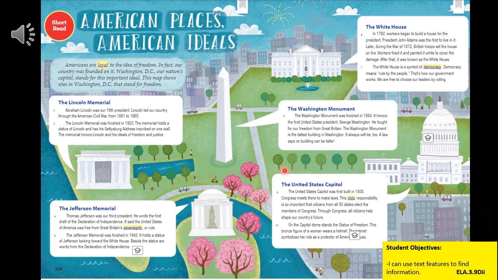The United States Capitol. The United States Capitol was first built in 1800. Congress meets there to make laws. This civic responsibility is so important that citizens from all 50 states elect the members of Congress. Through Congress, all citizens help shape our country's future. On the Capitol dome stands the Statue of Freedom. This bronze figure of a woman wears a helmet. The helmet symbolizes her role as a protector of American values.